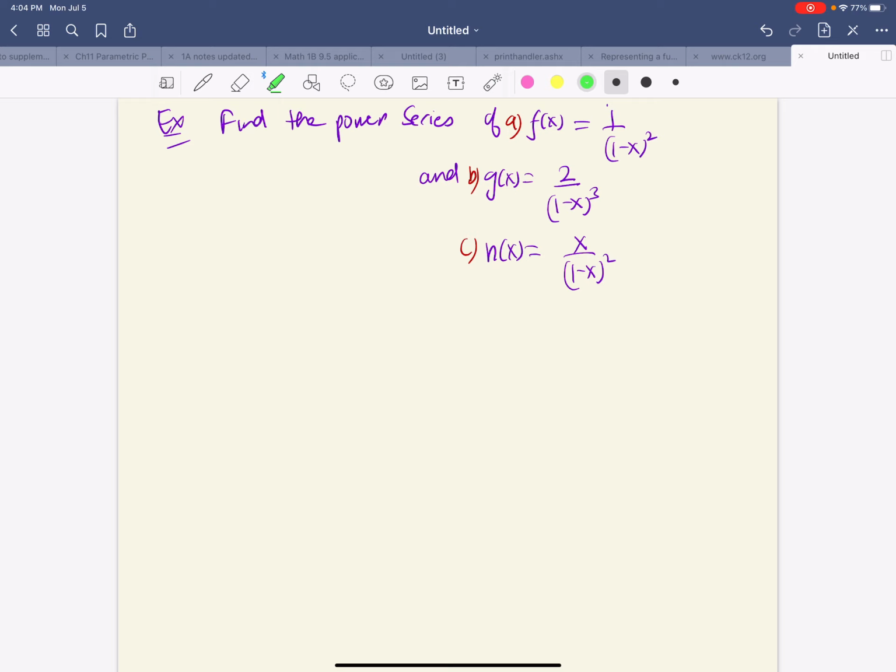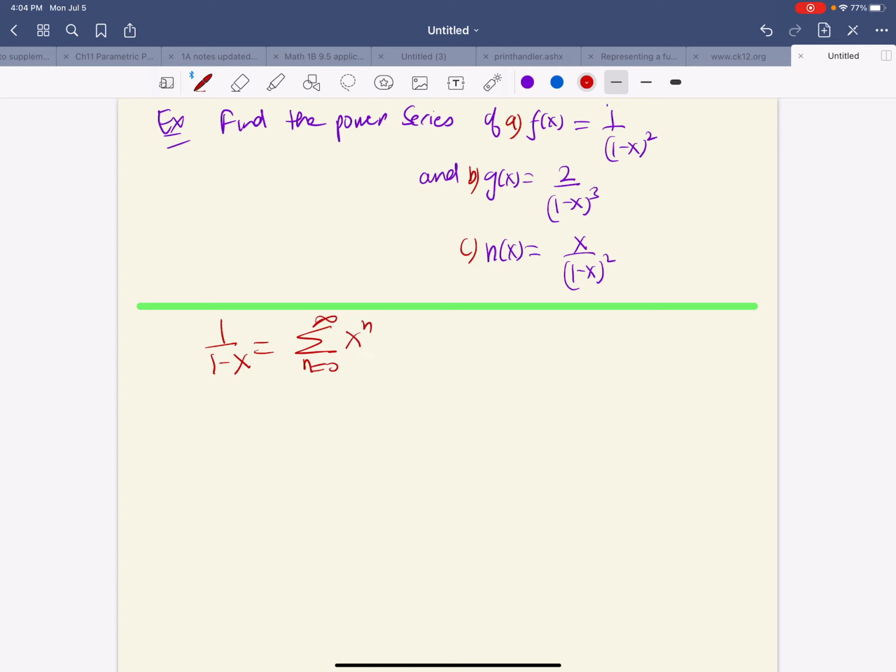How do we find the power series for 1 over (1 minus x) squared? First of all, let's realize that 1 over 1 minus x is the summation n equals 0 to infinity of x to the power n. We know that. We also know the derivative: if I do the derivative of 1 over 1 minus x, that is going to equal 1 over (1 minus x) squared.